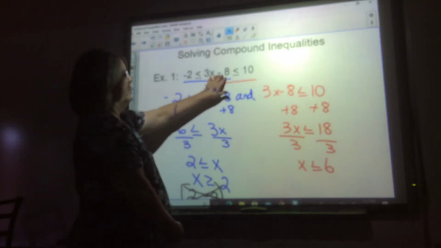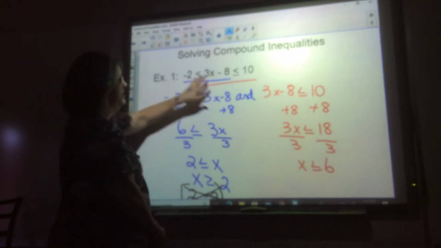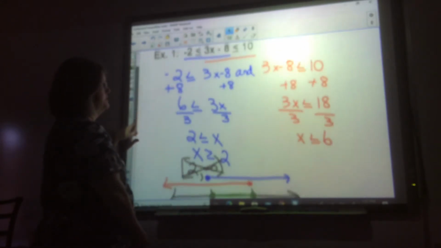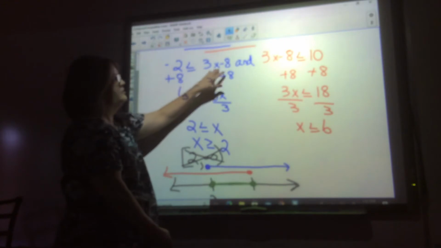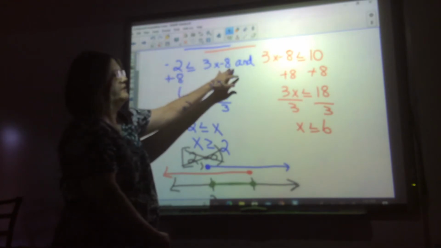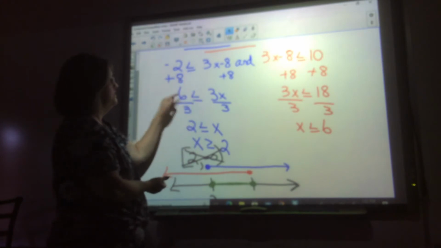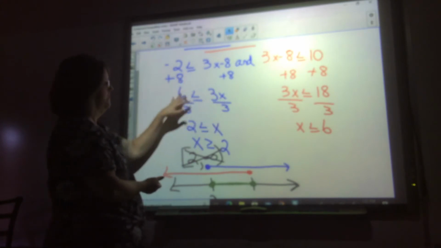You take the middle part and you solve it with this side. You take the middle part and you solve it with that side. So we have two inequalities, and we go through the motions of solving. -2 is less than or equal to 3x minus 8. You add 8 to both sides, you get this answer, you divide by 3 and you get this.